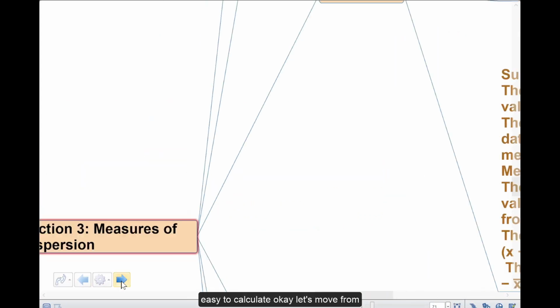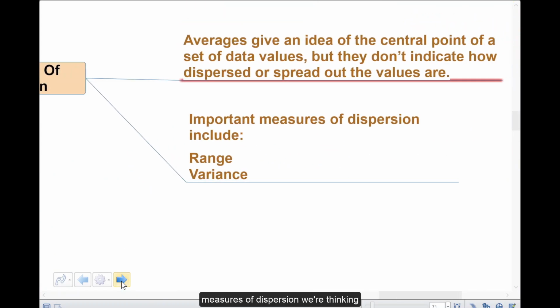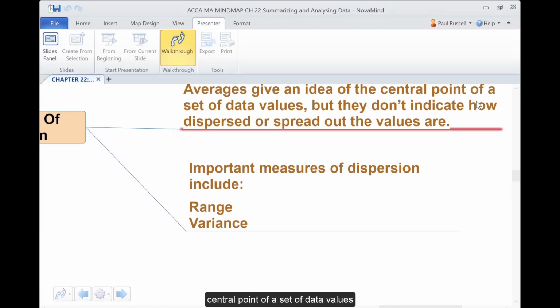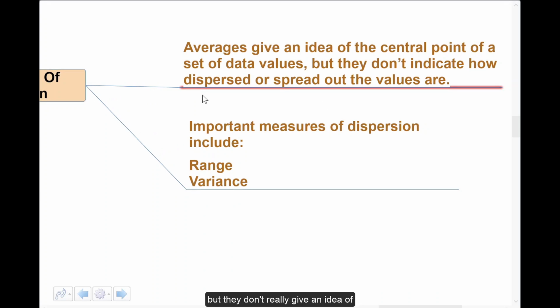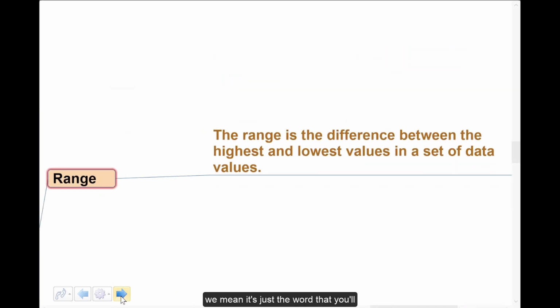Let's move from there into measures of dispersion. When we think about measures of dispersion, we're thinking about, broadly speaking, the difference between averages and outliers in one sense. Averages give an idea of the central point of a set of data values, but they don't give an idea of how spread out the values are. So key terms here are range, which I'll explain in a moment, and also variance. In terms of range, it's just the word that you'll be familiar with. It's the difference between the highest and lowest values in a set of data. That's the range, high to low.